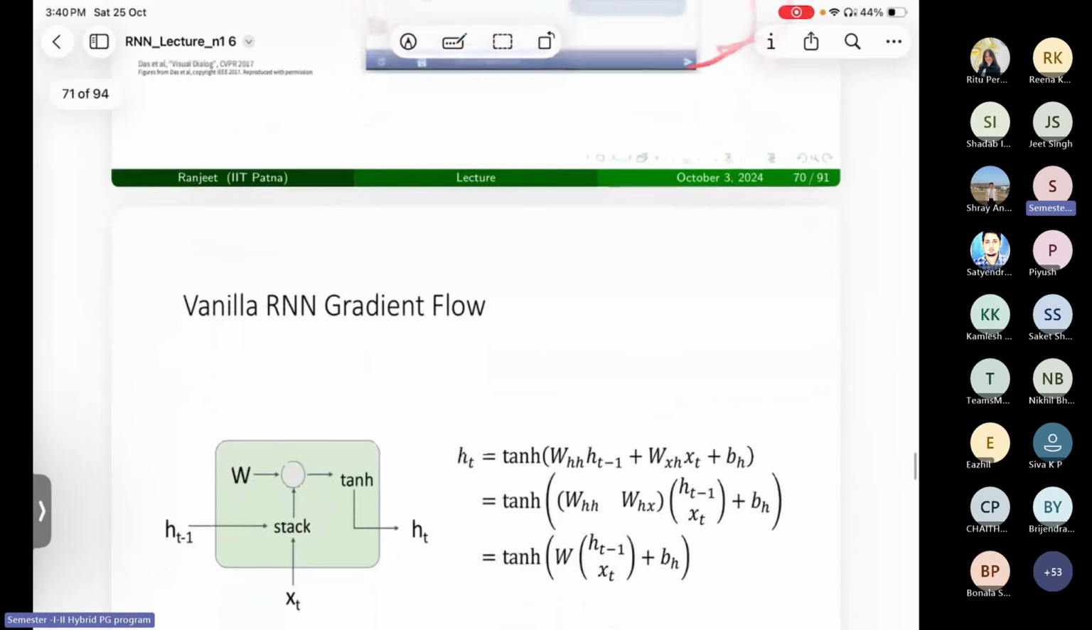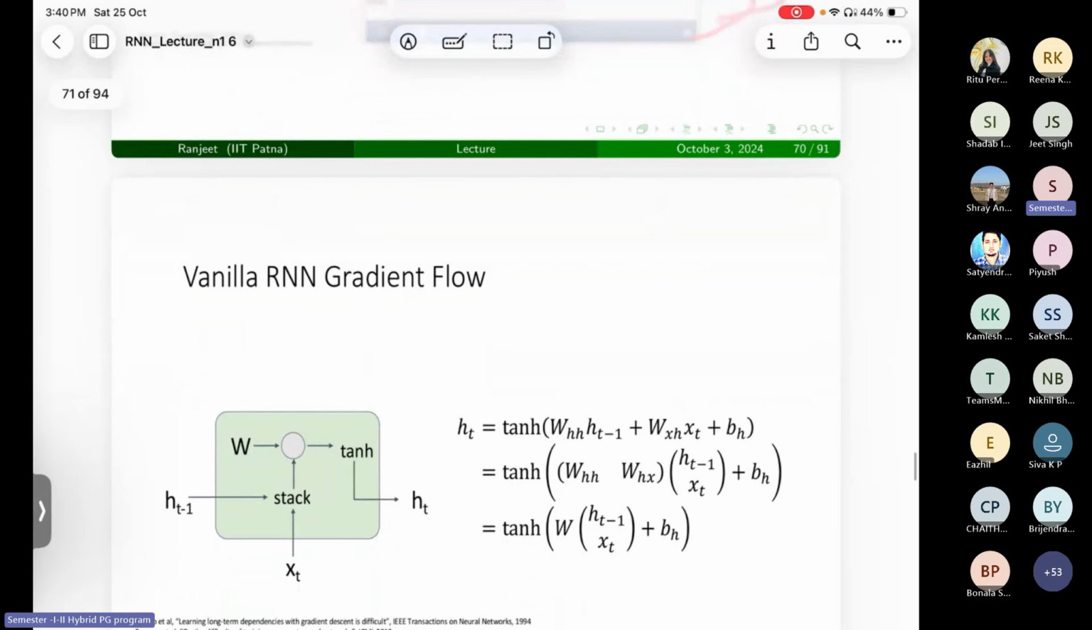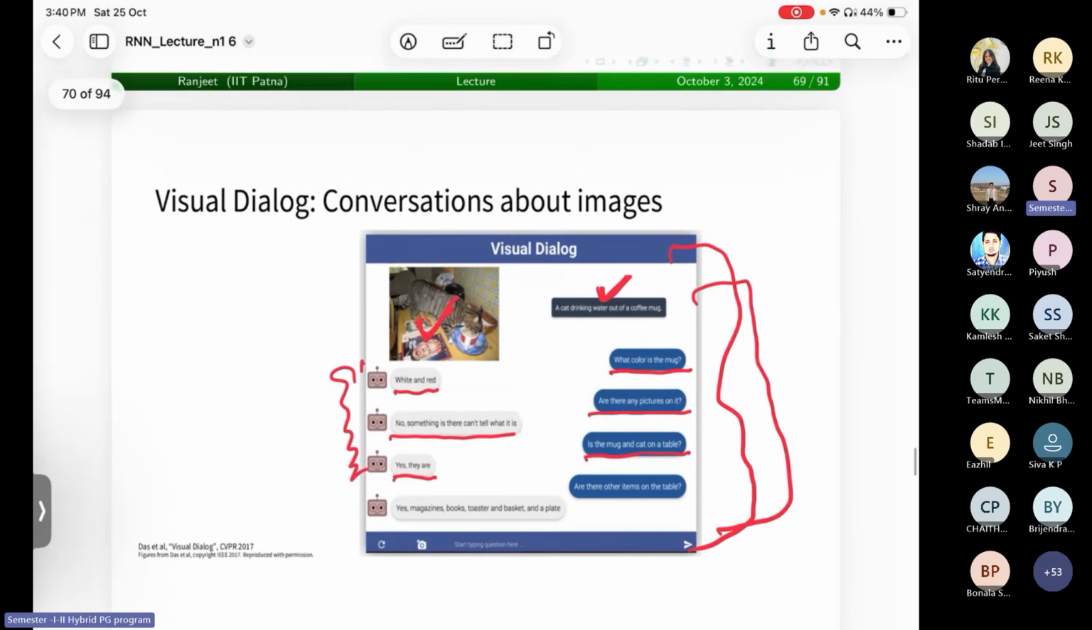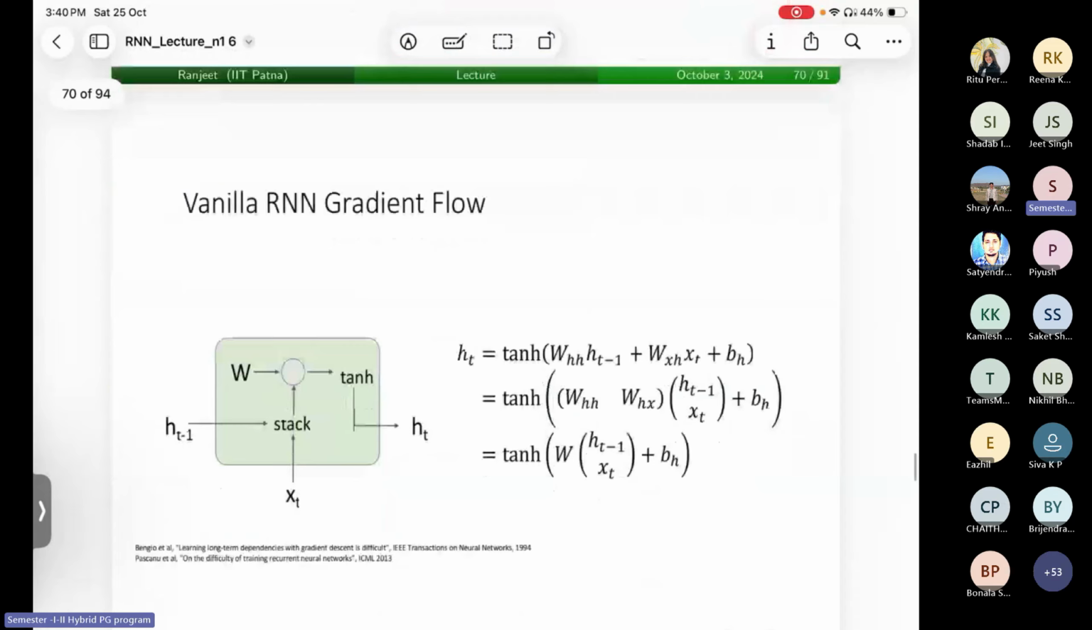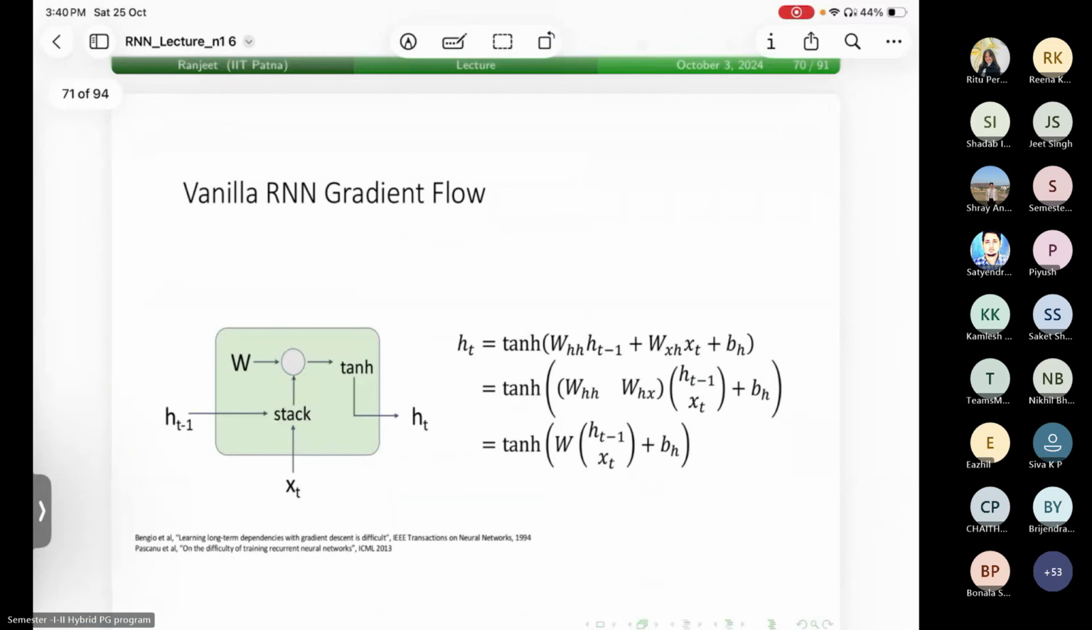Okay, so I think I'll stop here. In the next class, we'll start with the vanilla RNN gradient flow. We'll see what the challenges are in the RNN, and then how to solve those challenges. So we will see this in the next class. Now I'll stop here, and if there are any questions, I'll take them.